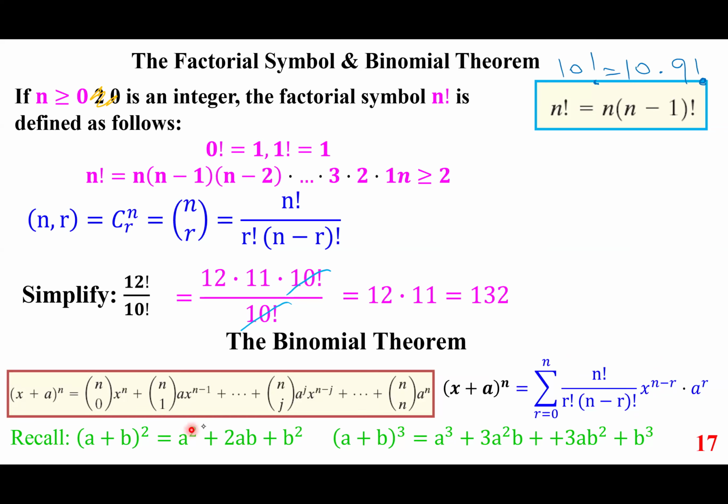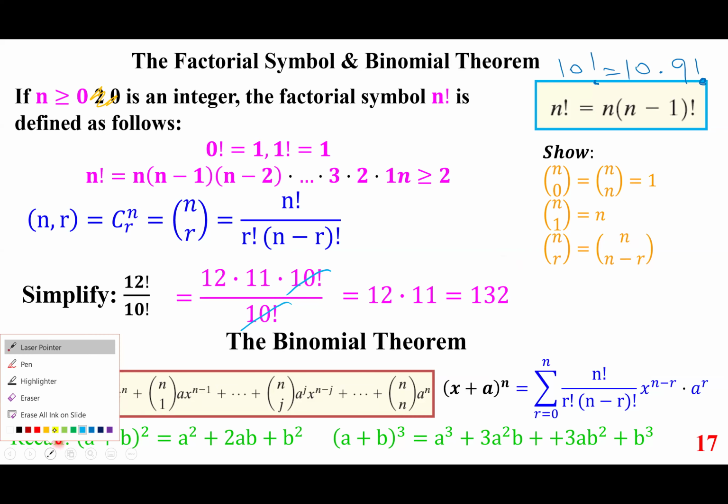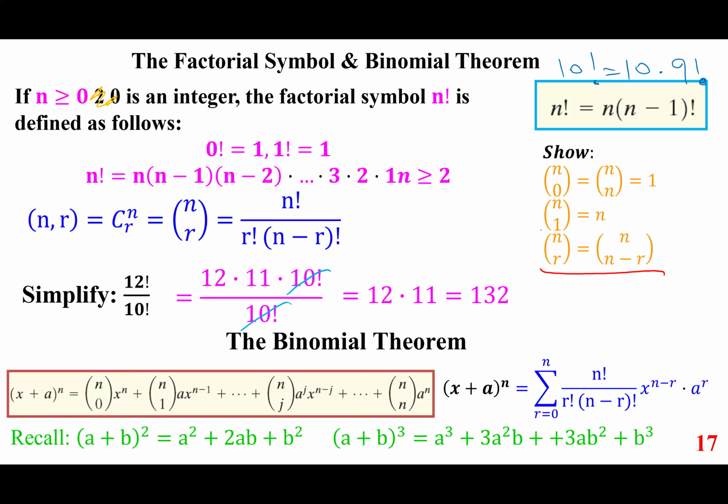So it becomes a squared here, a cubed here, and so forth. And I'm going to leave it for you to try the following. Show n choose 0 and n choose n are 1. n choose 1 is n. n choose r is n choose n minus r. In other words, if these two bottom numbers add up to n, these two are identical.